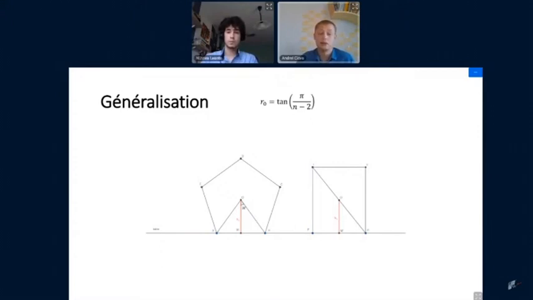The physical model can be extended as well, as we can see in this picture. This would be the case for 7-sided dice, and the condition remains the same, that h1 is equal to h2, and that results in an ideal ratio R0 of tangent of pi over n minus 2, which validates the 5-sided dice.